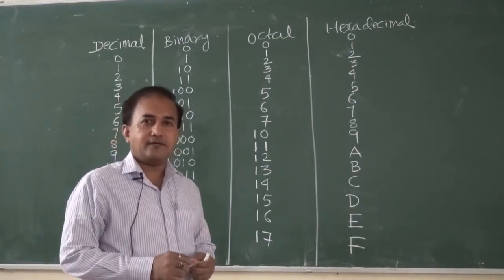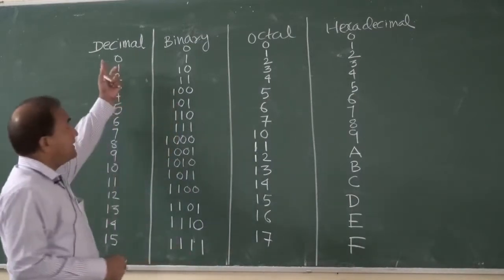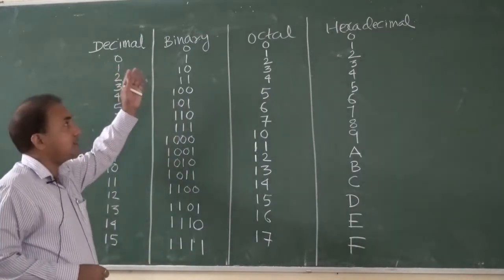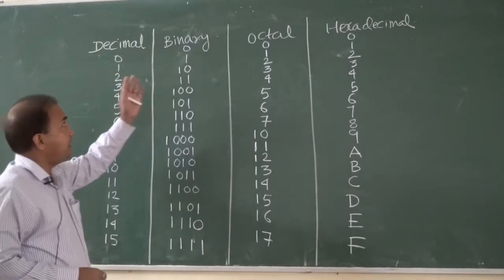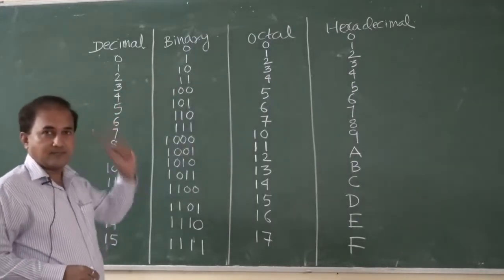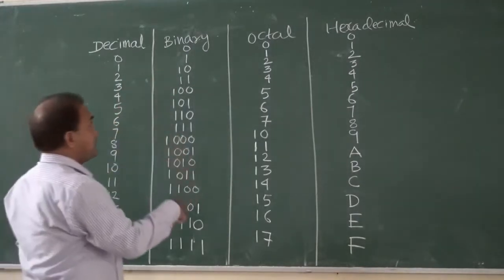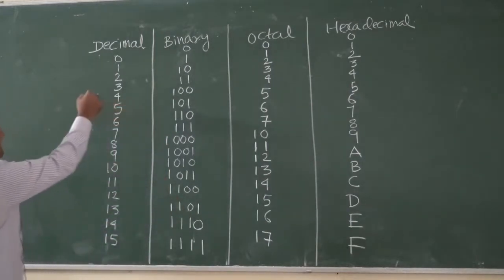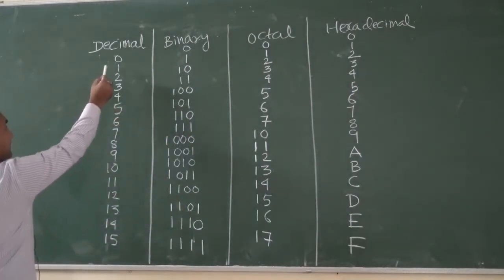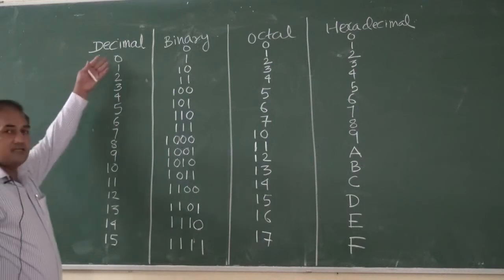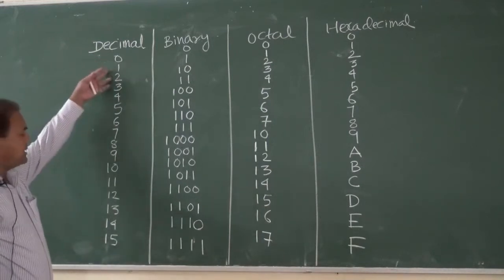About how to convert a decimal number to other number systems, and a binary number to other number systems. So this is the table. In this table you can see that we are representing decimal numbers from 0 to 15.